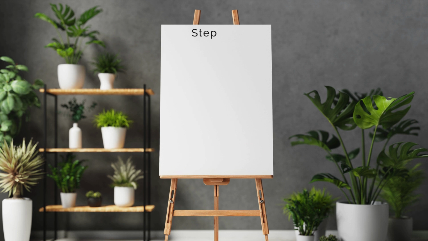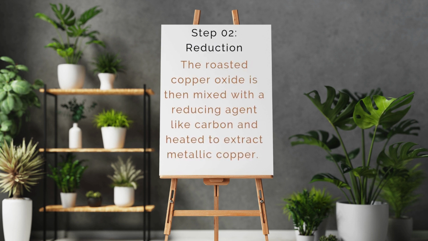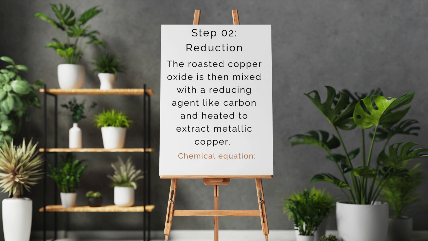The next step is reduction, in which the roasted copper oxide is mixed with a reducing agent like carbon and then heated to extract metallic copper. The chemical equation would be 2CuO + C gives 2Cu + CO2. So thus copper is obtained.